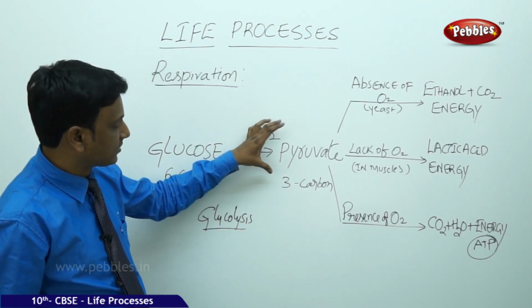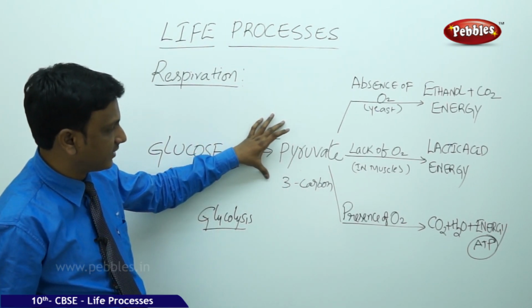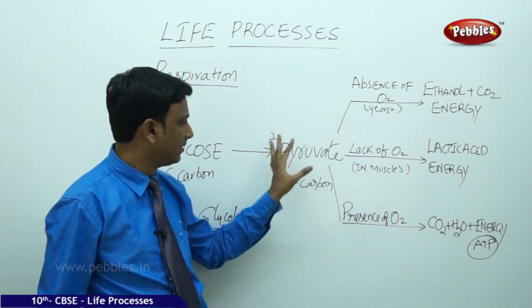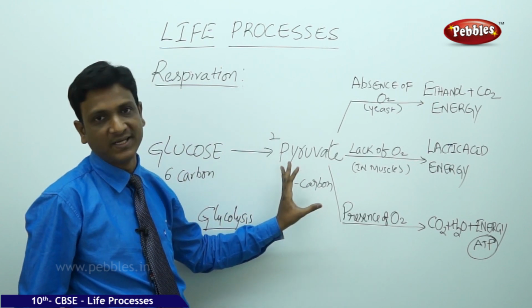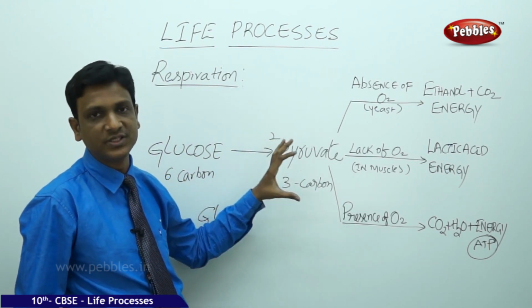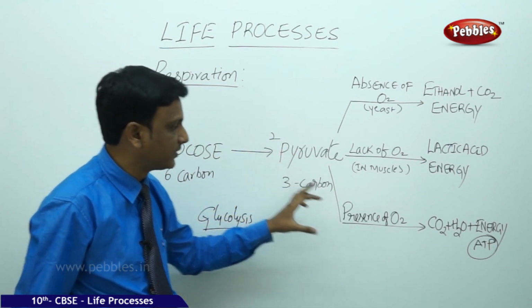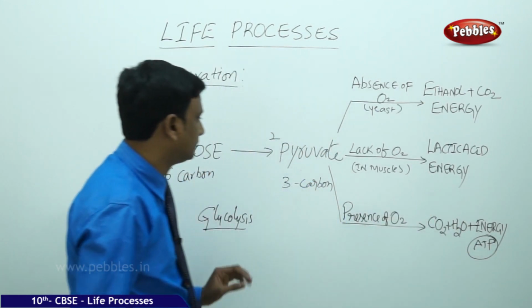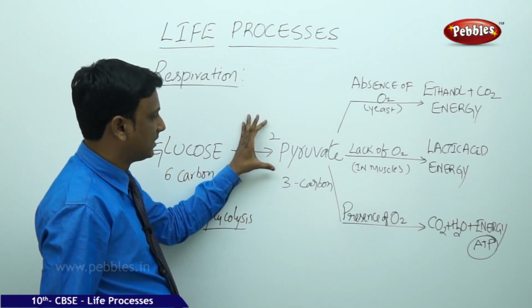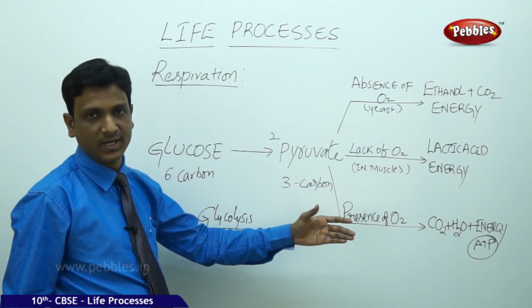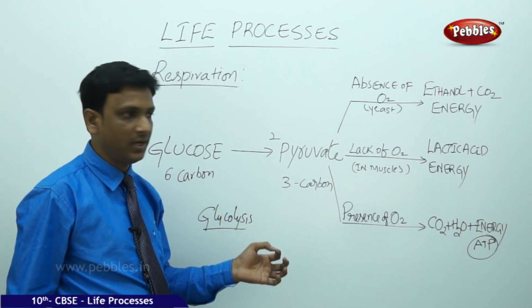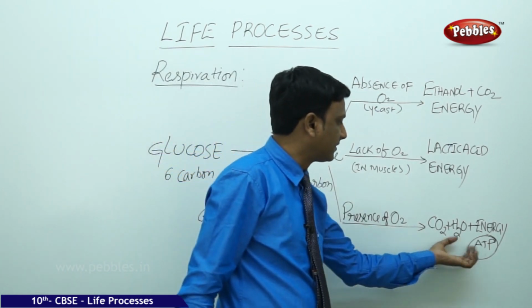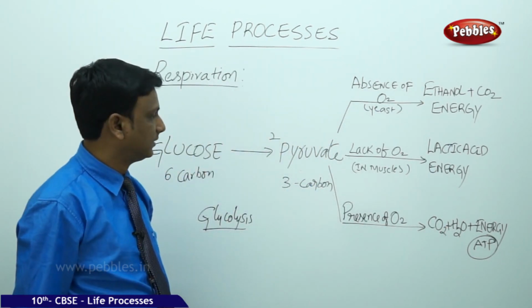So in aerobic respiration, that is in presence of oxygen, the energy is completely taken out of the pyruvic acid and it is converted to carbon dioxide and water. So there are no big byproducts. There are no big biomolecules as products in this reaction. Only simple substances like carbon dioxide and water are released.